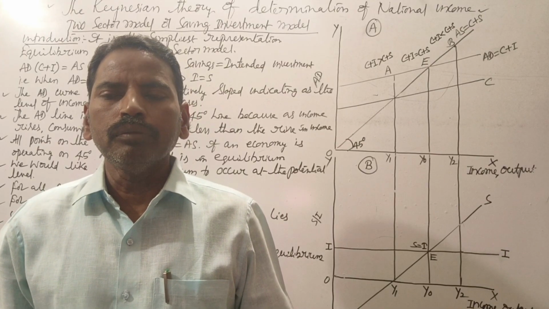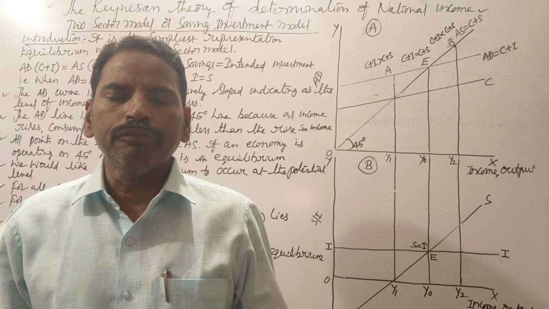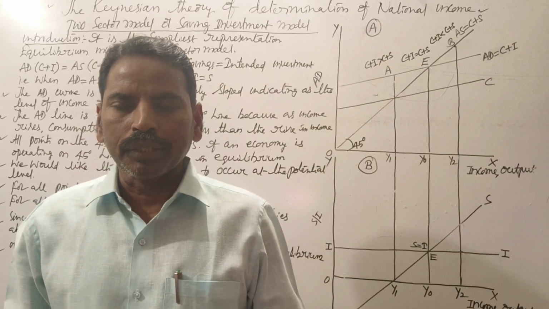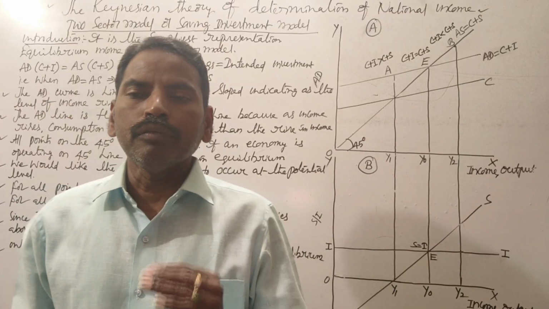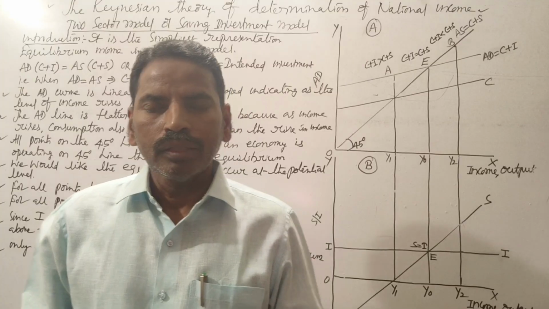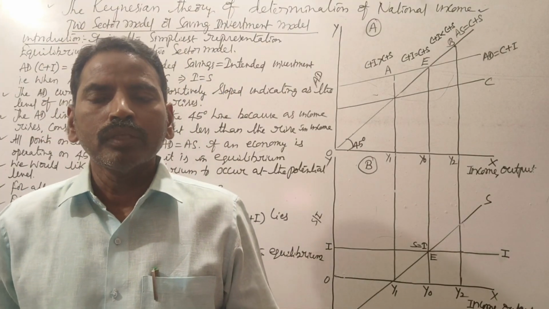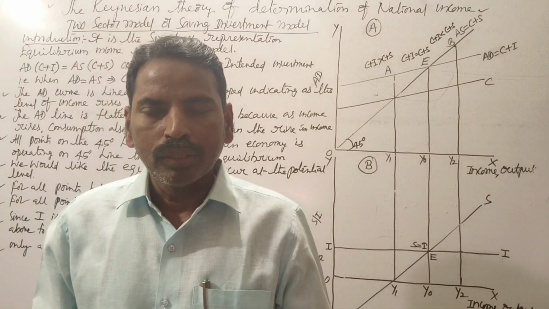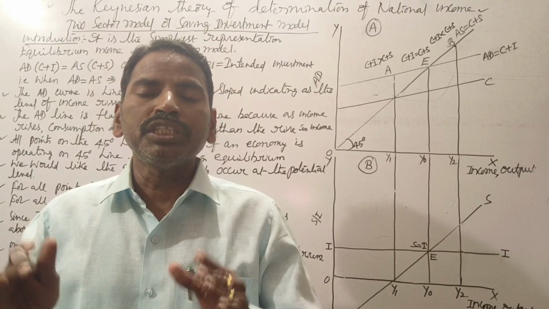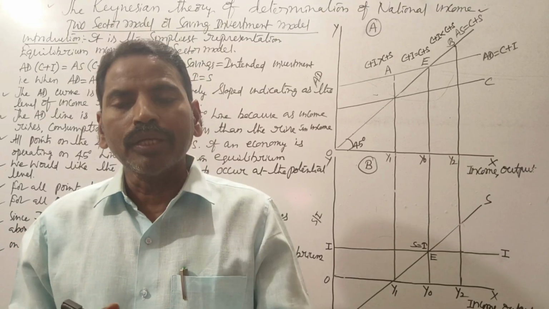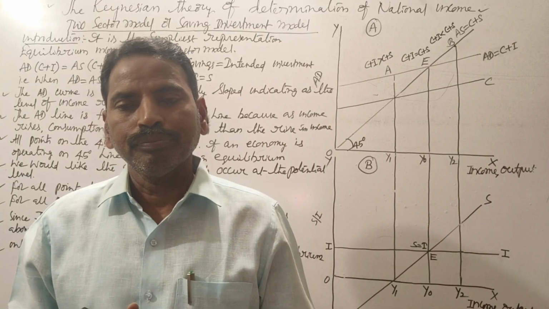Today in this video, we are going to understand the Keynesian theory of determination of national income in a two-sector model or saving investment model. The Keynesian theory of determination of national income in a two-sector model is the simplest representation of Keynesian economics, excluding the government sector and also the foreign sector.